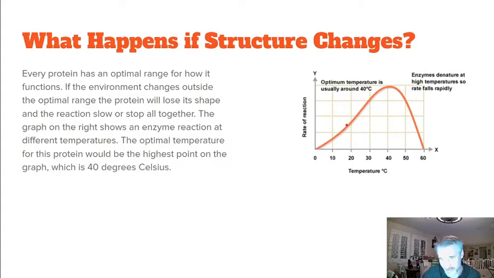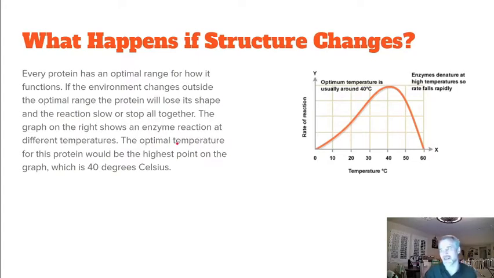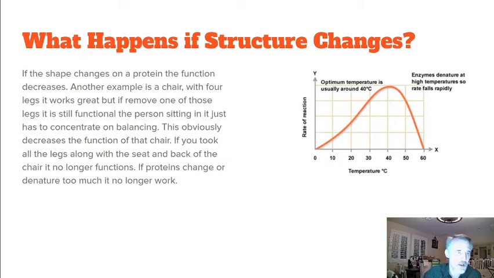As temperature increases, the rate of the reaction would increase until you reach an optimal temperature, somewhere right around 40 degrees. And then if you start getting up over 40 degrees, to higher temperatures, it changes the shape of the proteins and the functionality begins to drop again. Okay? So everything kind of has an optimal range. And that's true for temperature, as in the case with the graph. It's true for pH, and it's also true for the amount of salinity that might be in the environment. And there are other things that can denature the protein as well, but those are the three main ones that people usually think of. So if the shape of the protein changes, then the function decreases.